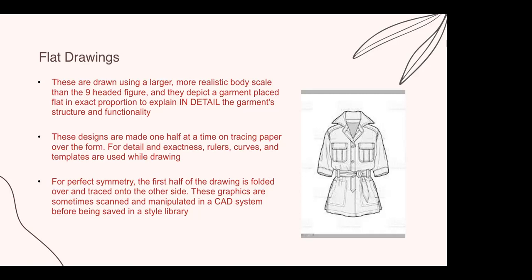Flat drawings provide the complete detail, how it is going to be. For perfect symmetry, the first half of the drawing is folded over and traced onto the other side. These graphics are sometimes scanned and manipulated in a CAD system, computer aided design system, before being saved in the style library.